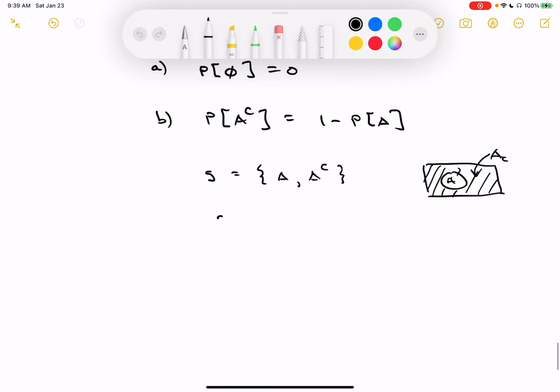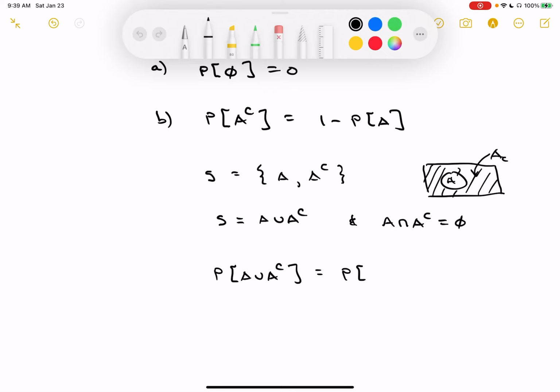So maybe that's a little better. S is equal to A union A complement, right? And we know that A intersect A complement, just by the definition of what complement means, is equal to the empty set. So a really simple way of constructing a universe in terms of some event A is between A and A complement, something along those lines. Now, if I want to know the probability of A union A complement, because those are mutually exclusive, I know I can just add them together.